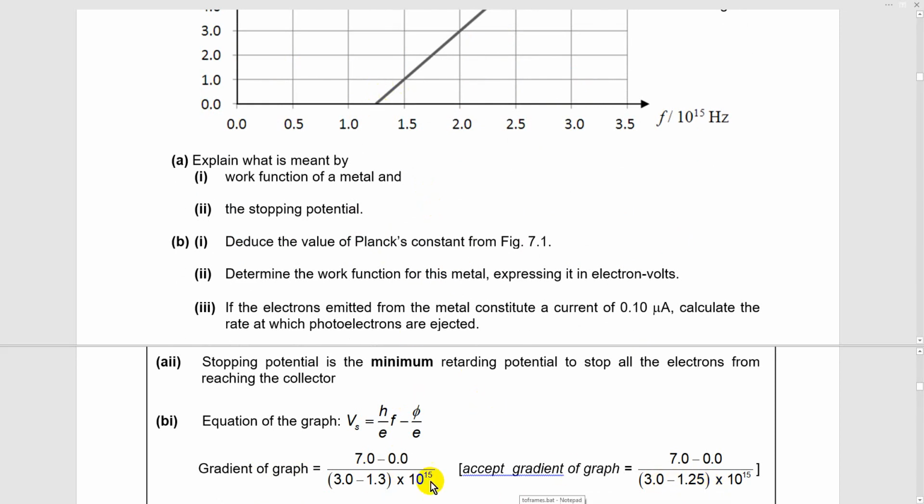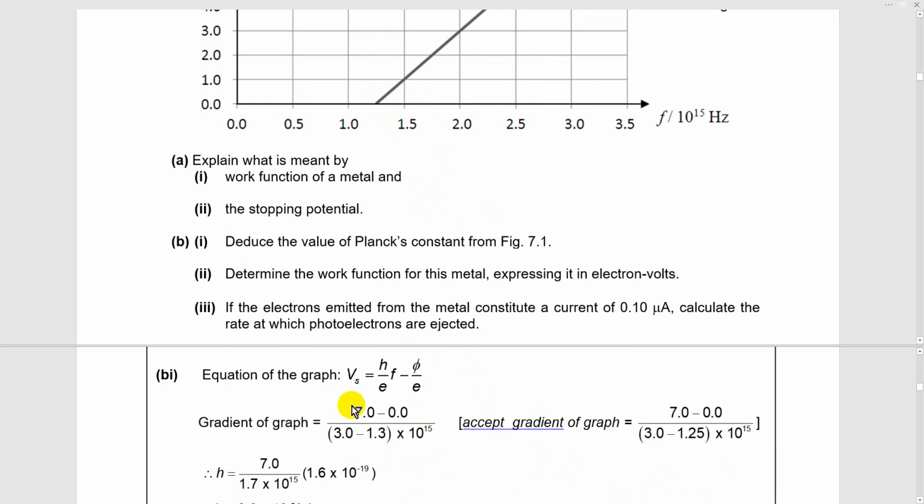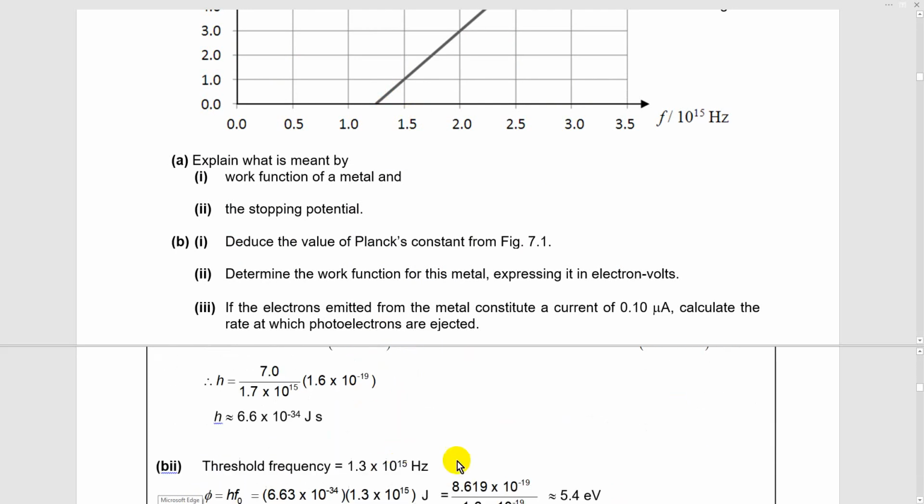Okay, whenever you read from a graph, there's a margin of error. Suppose we use 1.3, then that's the gradient. Then after we find the gradient, we just equate it to h over e. Then from there, we will find the value of h. If you do that, you get h is approximately 6.6 times 10 to the power minus 34 joule second.